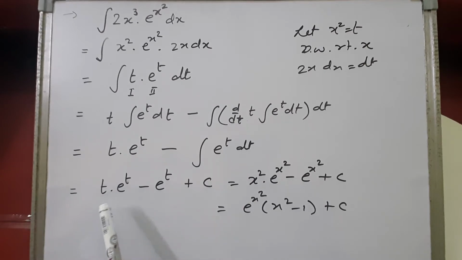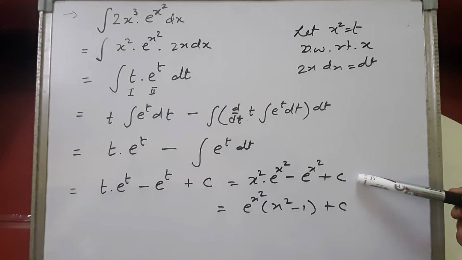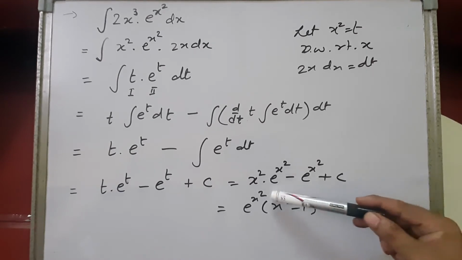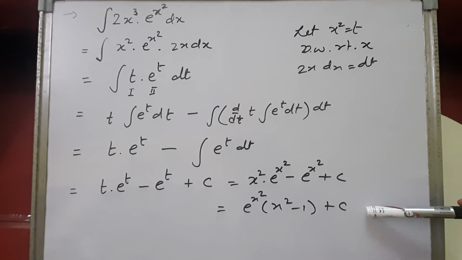So you can see that on substituting the value of t, we get x square into e to the power x square minus e to the power x square plus c. So we can take e to the power x square common. We get e to the power x square, bracket, x square minus 1, plus c. All right children, please note down the solution.